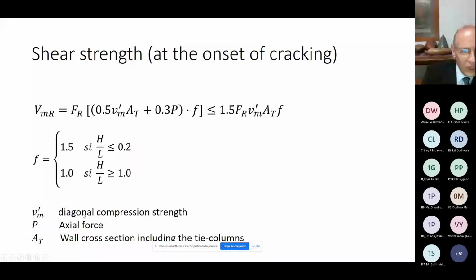And these are the main parameters of the formula: the diagonal compression strength, this number, the wall cross section including the tie columns, this one, and this one is the axial force. So the result of the experiments is basically this factor, and it is now in the code. This was a very simple study, though not so easy to do the experiments because of the long walls, and the setup was kind of difficult to carry out correctly. But anyway, it was very nice and worked very well.